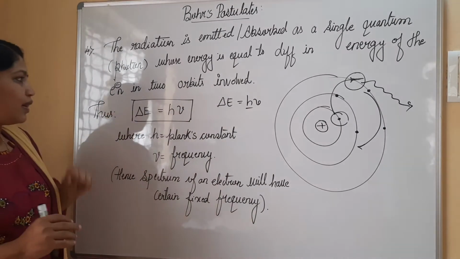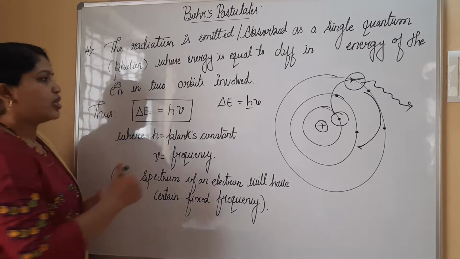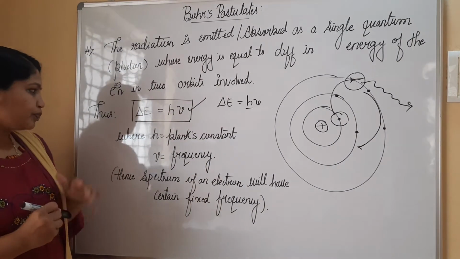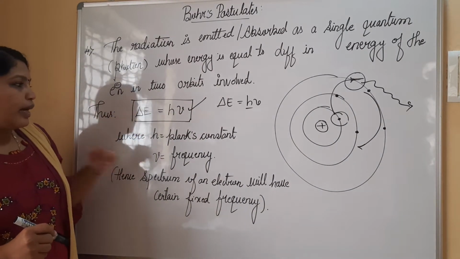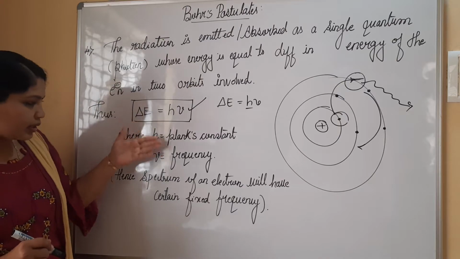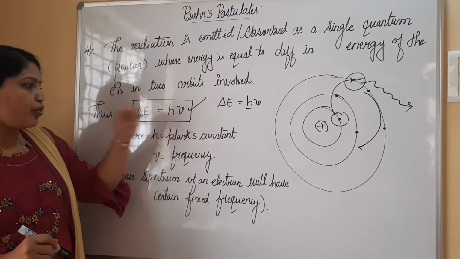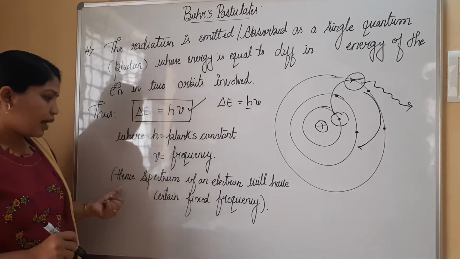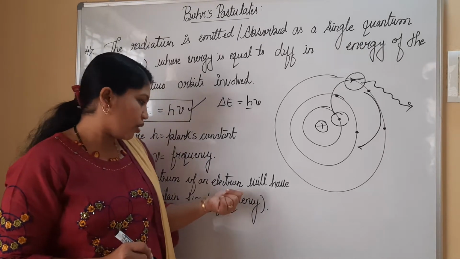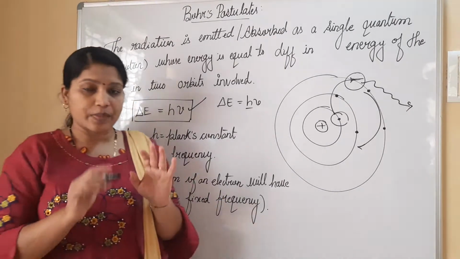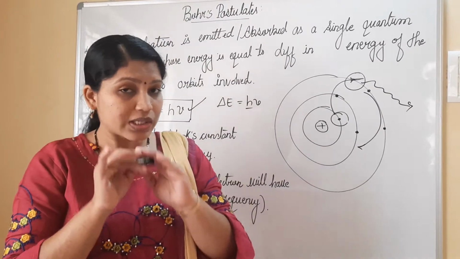Now he has given that in the form of this equation. This equation is said to be most important. You are supposed to remember this one. Next, he has given the terminologies: h is Planck's constant, nu is frequency, and hence the spectrum of an electron will have certain fixed frequency. I will make these things still clearer.